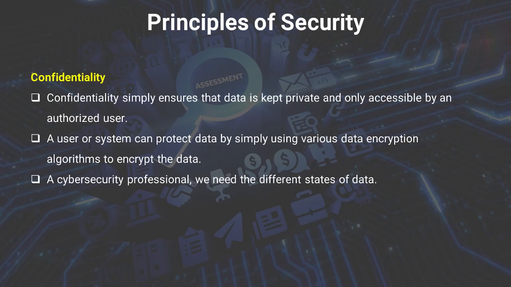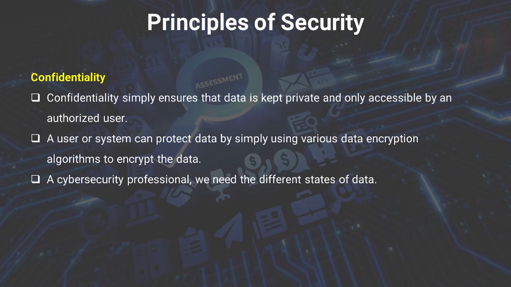So what exactly is confidentiality? Confidentiality simply ensures that data is kept private and is only accessible by an authorized person or user. A system can protect data by using various types of data encryption algorithms. Therefore, if you encrypt a piece of data, such as a message, using a security key, anyone who gets that message will not be able to read it because it is encrypted.